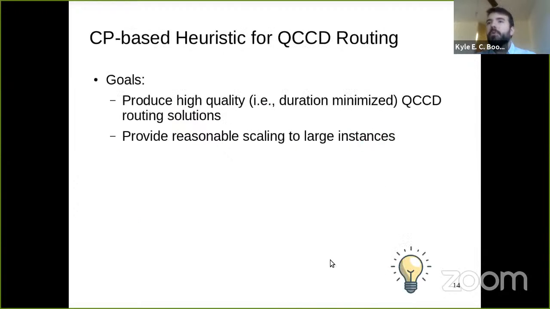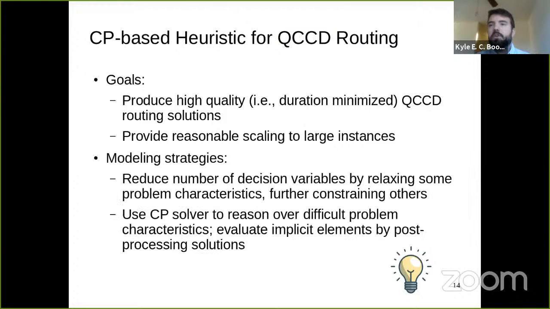Okay, so our CP approach for QCCD routing. Our goals for our heuristic CP-based approach are to produce high quality, i.e. duration minimized QCCD routing solutions that provide reasonable scaling to larger instances. The modeling strategies to accomplish this: first, we're going to try and reduce the number of decision variables in our models by relaxing some of the problem characteristics and further constraining other characteristics. And then we're going to make sure we use the CP solver only to reason over the actual difficult problem characteristics. And we're going to evaluate any implicit elements by post-processing the solutions.